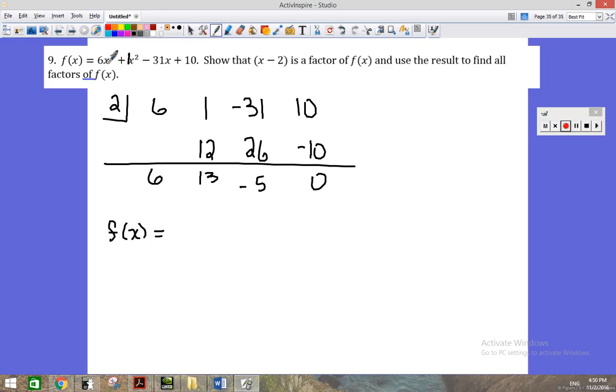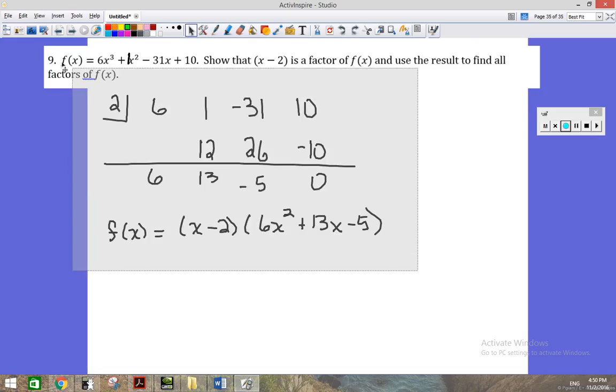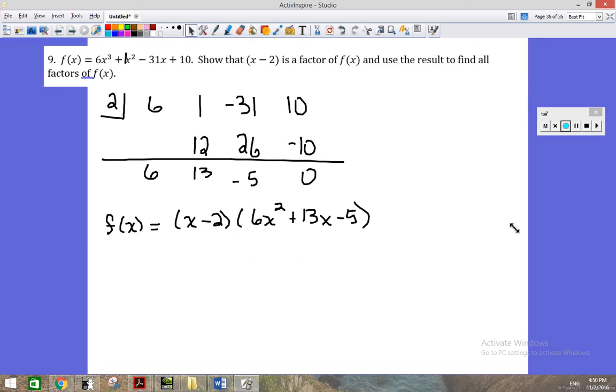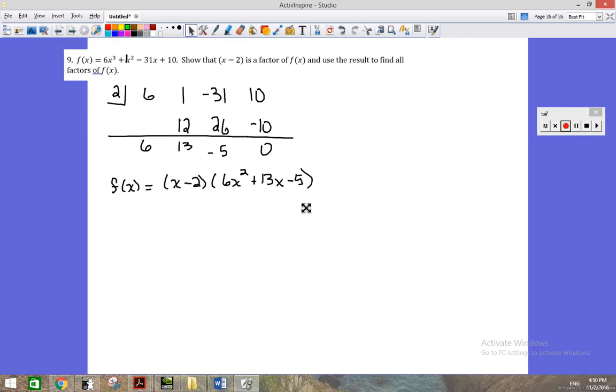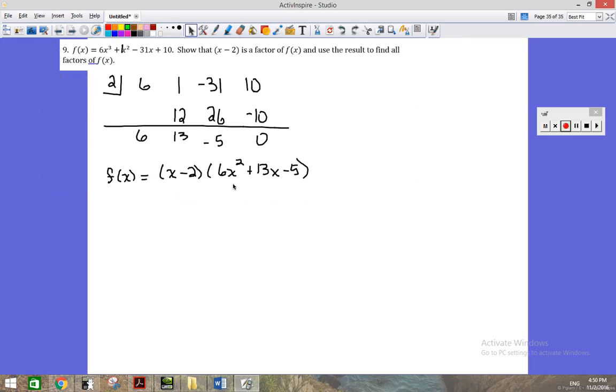function f of x that was a third degree polynomial, we know one of the factors is x minus 2, and the other factor is 6x squared plus 13x minus 5. Okay, so the question is, is it possible to factor this? And maybe we should use that x method, because this leading coefficient is a composite number. It has factors of 1 and 6, but also of 2 and 3.